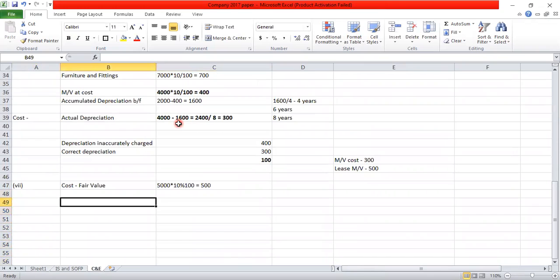Now you all know that the value of this asset is 5,000. Let me take the lease installment, because this vehicle is on lease for 5 years. How many years? 5 years. Let me move on to the question again.